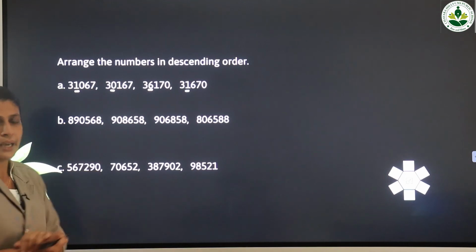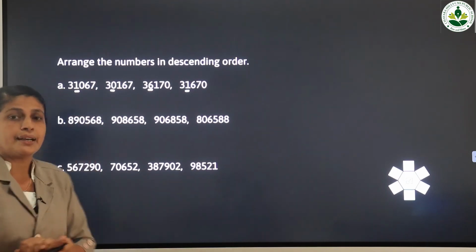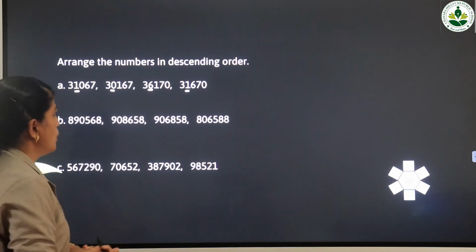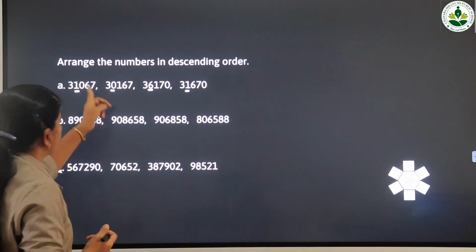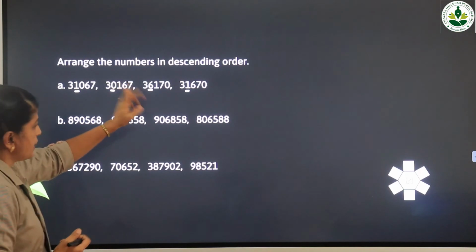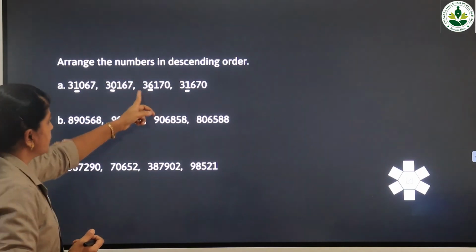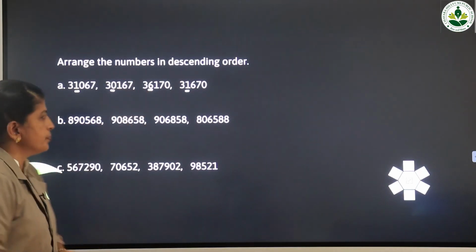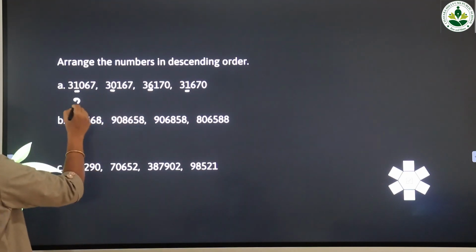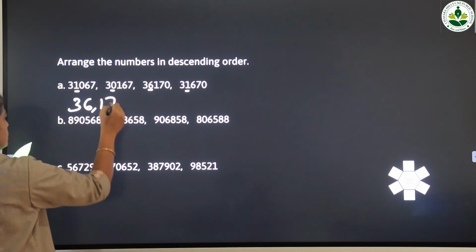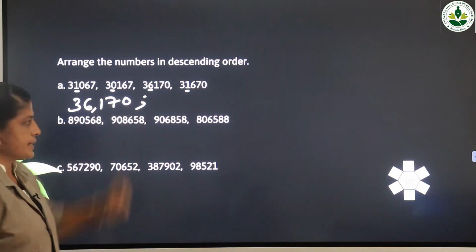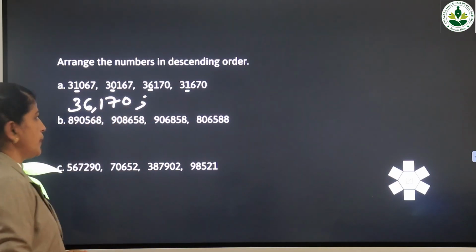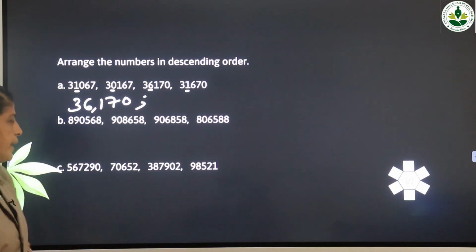But we are writing this in the descending order, no? Therefore, we are writing the bigger number first. Therefore, look at the number, which will be the biggest number. That is 6 is the biggest digit, no? Therefore, write that number first. 36,170 is the biggest number. Next we need to find out the next bigger number.